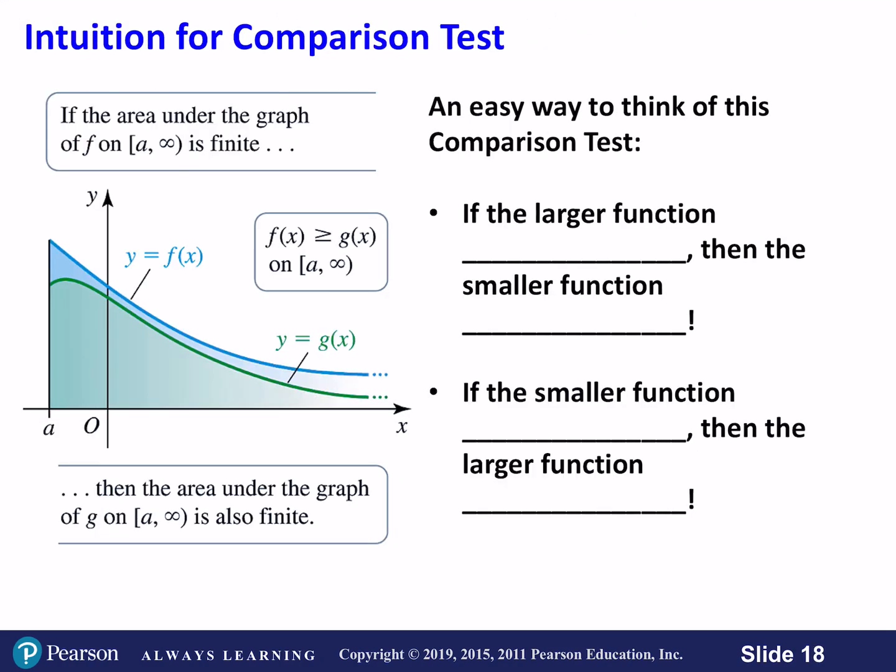So, yeah, to formally write this down, here's an idea. If the larger function converges, then the smaller function converges. And if the smaller function diverges, then the larger function diverges also. Okay, so that's the intuition here.